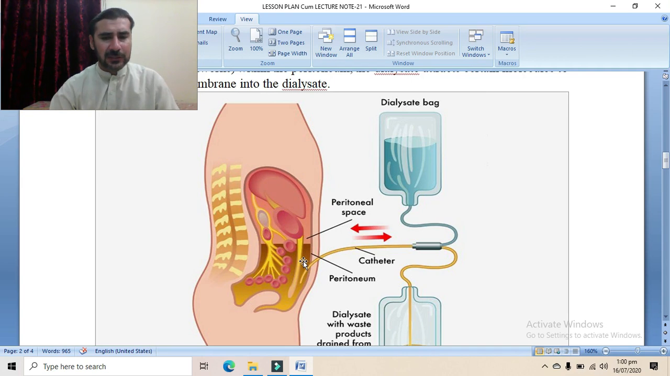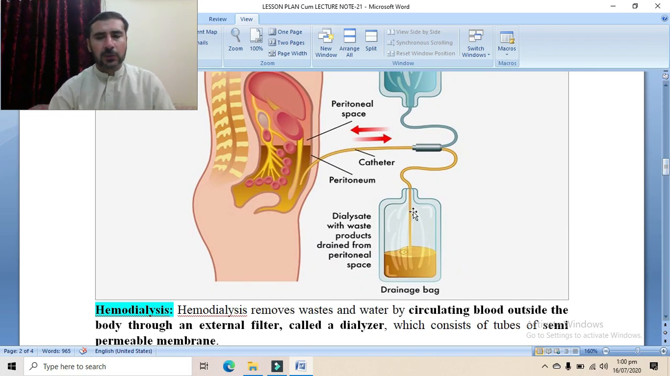Whenever this dialysate is exhausted, through the second catheter, as this arrow indicates, the exhausted dialysate will be removed into this bag, shown here as the drainage bag. After some time it will be removed. So in peritoneal dialysis, catheters are used to enter the dialysate into the peritoneal space. Then through osmosis and diffusion, the nitrogenous waste moves from the capillaries inside the peritoneum into the dialysate. Whenever the dialysate is exhausted, it is removed through a second catheter into the drainage bag. In this way the blood is cleaned, and the blood then circulates throughout the body.